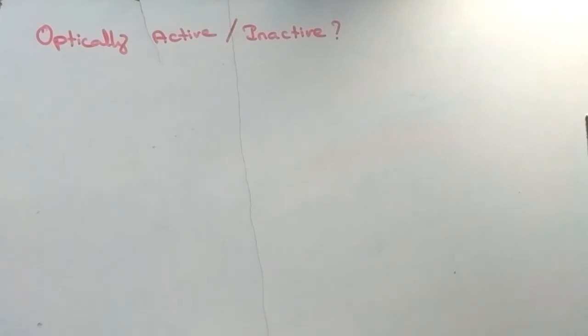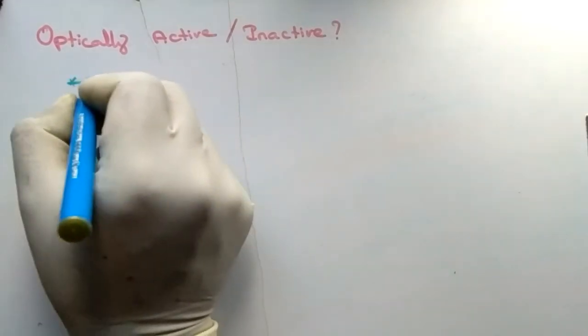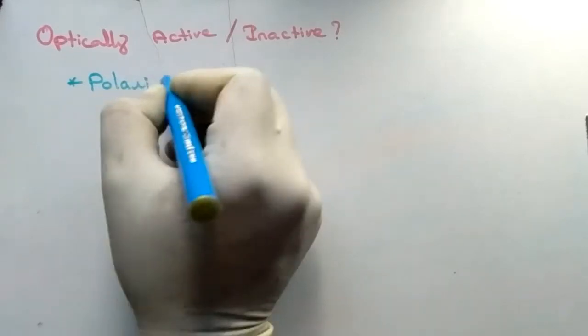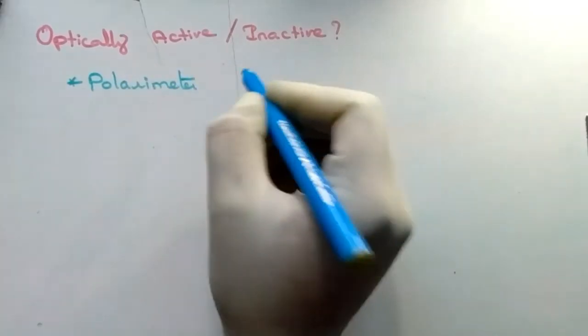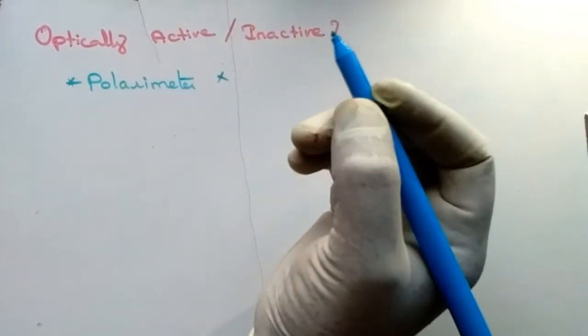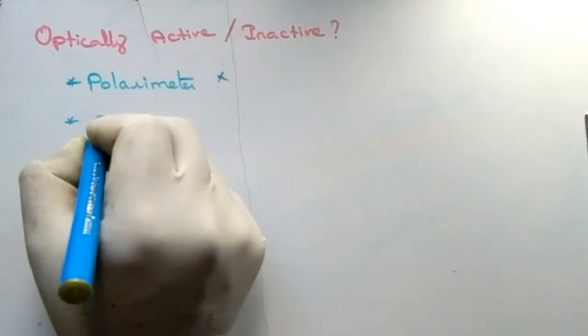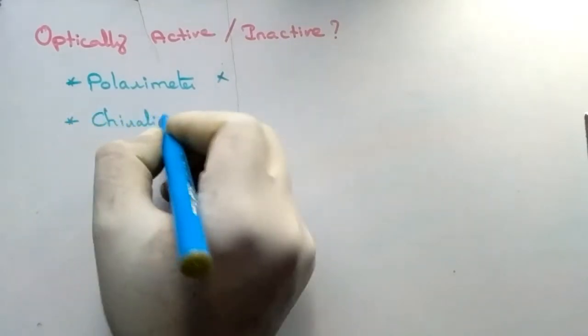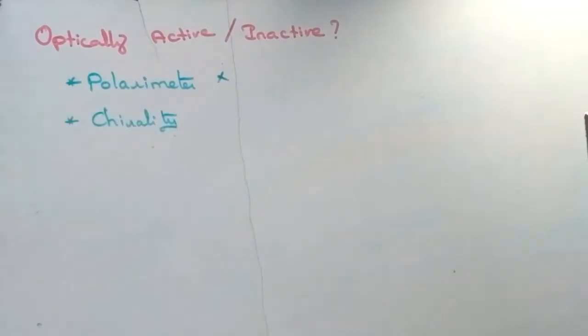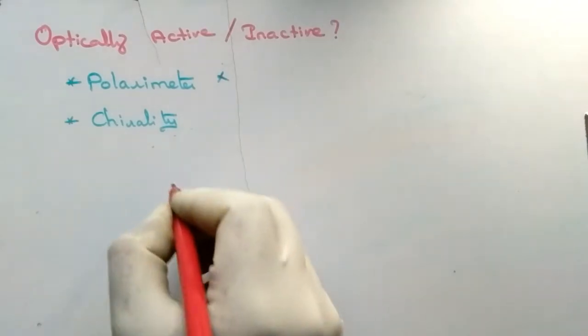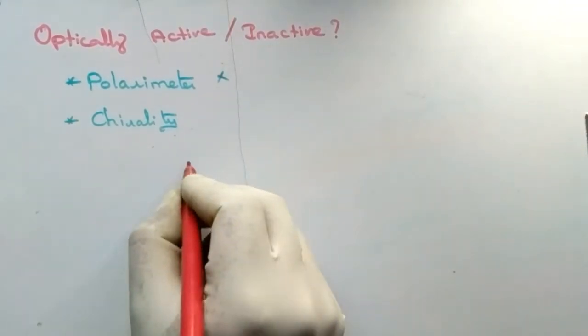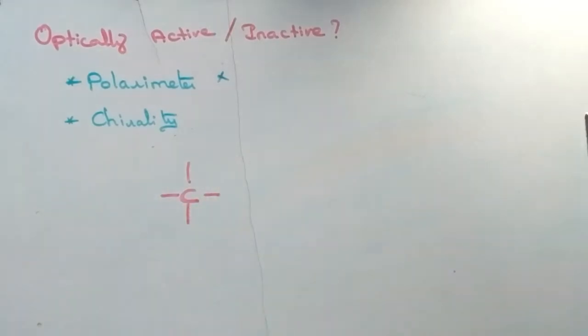Next, we are going to see how to find out whether the given sample is optically active or inactive. So first method, we can find out by polarimeter. If I don't have a polarimeter, then how can I find out whether the given sample is optically active or inactive? By seeing the structural formula. That method is called chirality. So chirality is nothing but if a carbon is attached with 4 different groups, then that behavior is called chirality. So carbon can make a maximum of 4 bonds to attain the octet state.